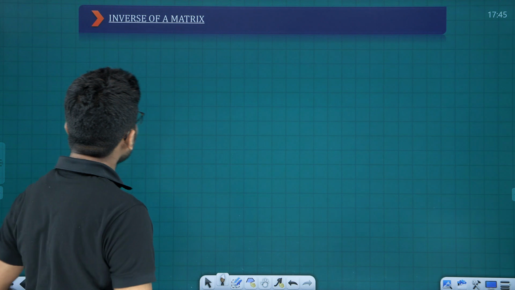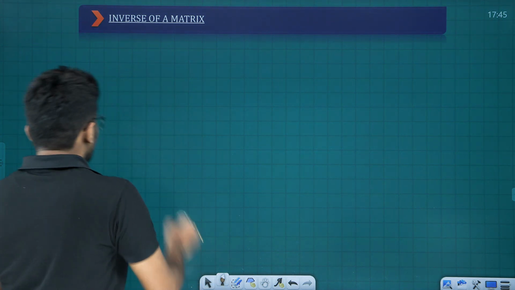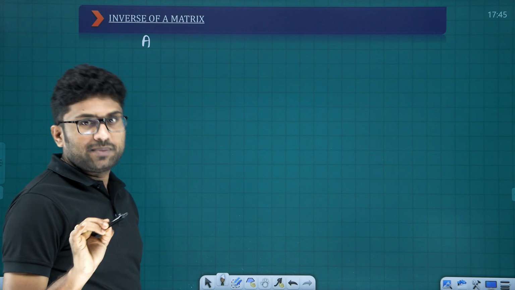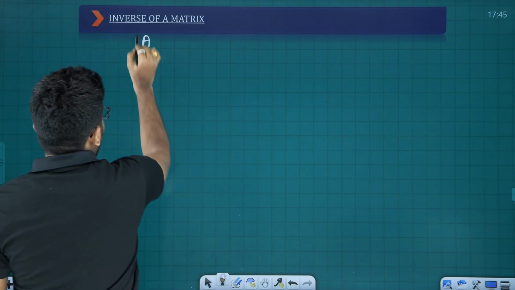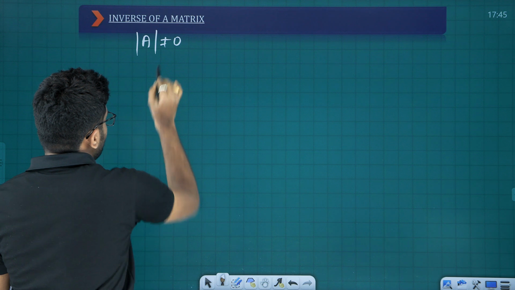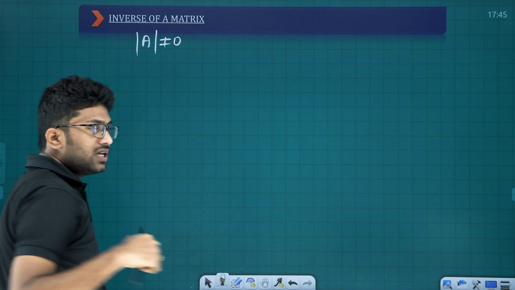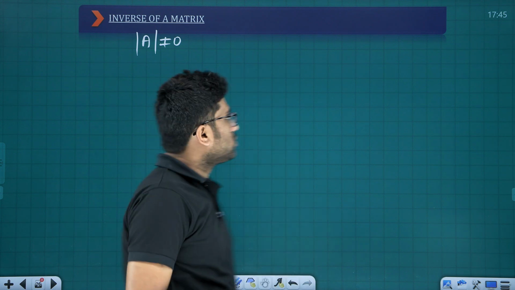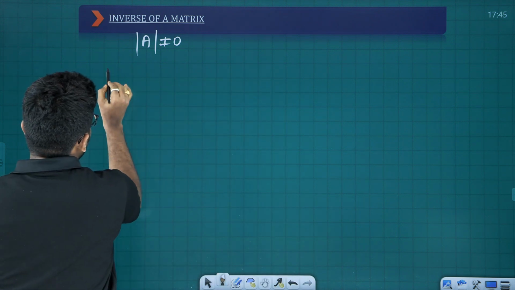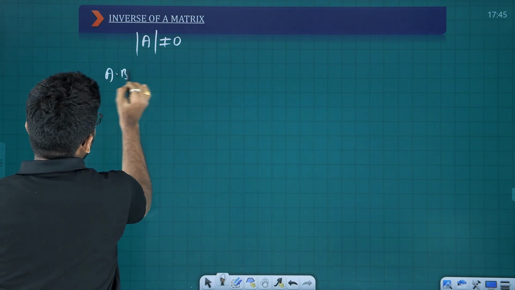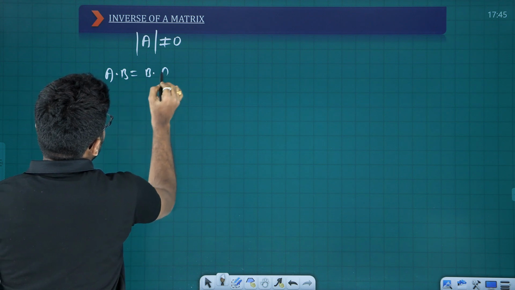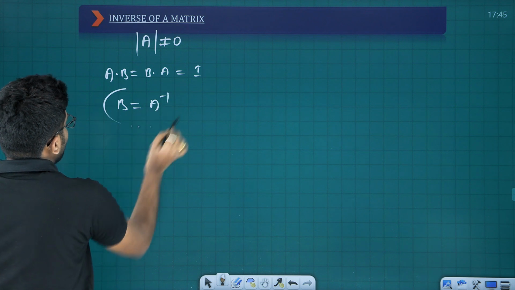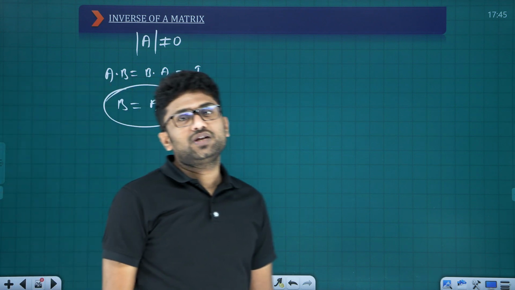Next, inverse of a matrix. A square matrix capital A, if it is non-singular, that is det A is non-zero, then matrix A is said to be invertible. So if it is non-zero, then for sure there exists a matrix B such that A into B is equal to B into A is equal to I, friends, and this B is called the inverse of the given matrix.